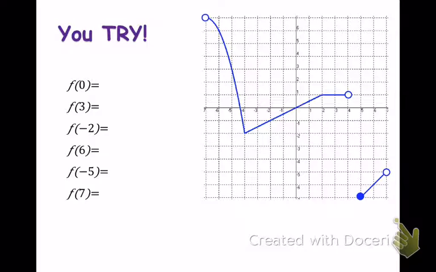At 0, at 3, at -2, 6, -5, and 7. You should have gotten at 0, you got 0. It's at the origin. At 3, you should have gotten 1. At -2, you should have gotten -1. At 6, you should have gotten -6. At -5, +3. And at 7, if you got -5, it's actually wrong.